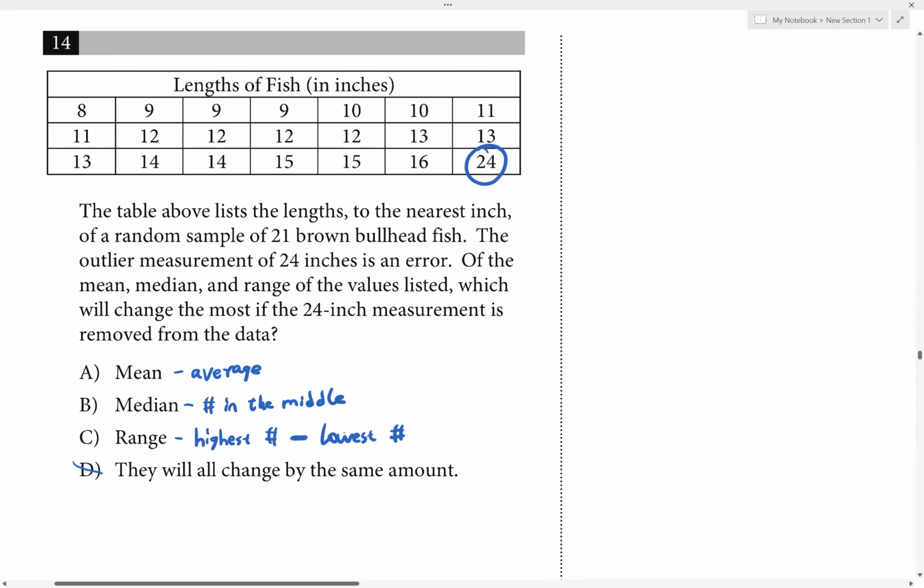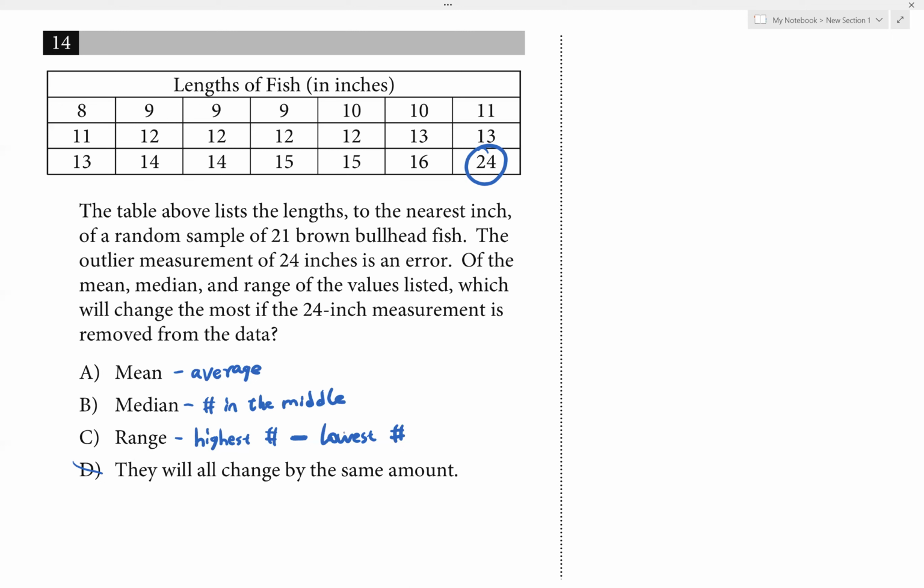So the mean is the average, but since we have all these numbers here, even if we remove the 24, the mean will definitely change, but it won't be that big of a change because, again, we have so many numbers. So the difference will be averaged out among all the numbers. Okay, so it won't be that huge of a difference.